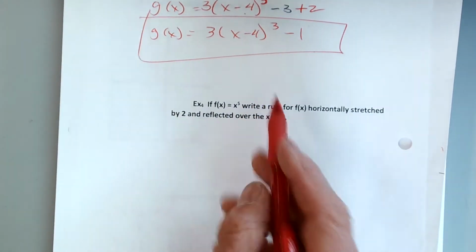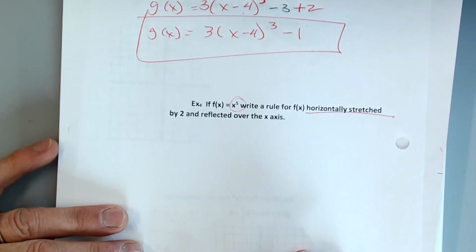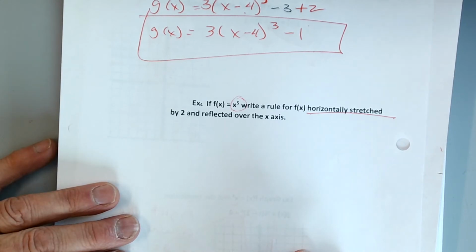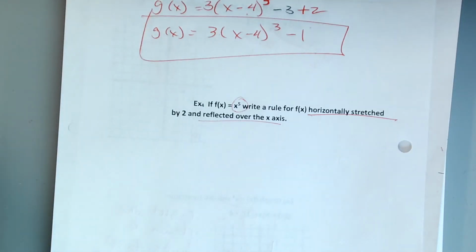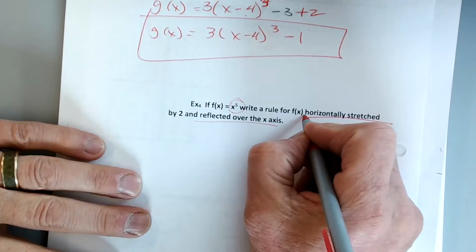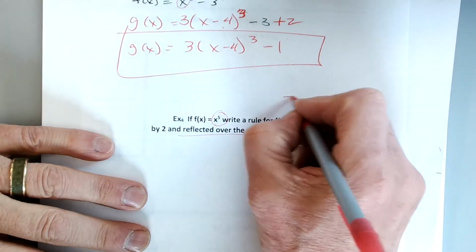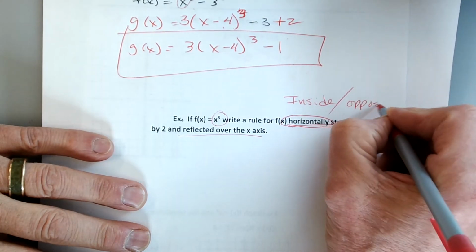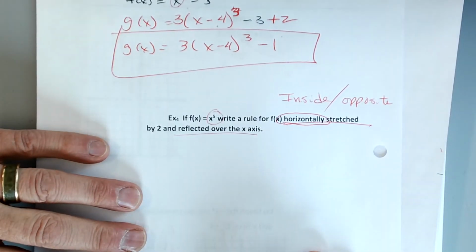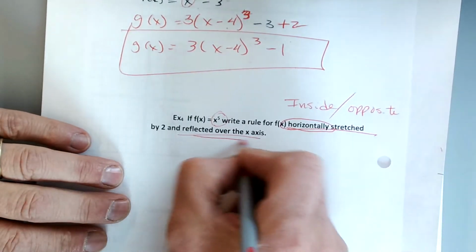Okay, let's take a look at example 4, and I'll be done. Okay, f of x is x to the 5th, okay? We're going to horizontally stretch it by 2, and then we're going to reflect it over the x-axis. So let's see what's going on. Anything horizontal is always going to be on the inside and opposite, we've learned this, okay? And then reflect it over the x-axis.